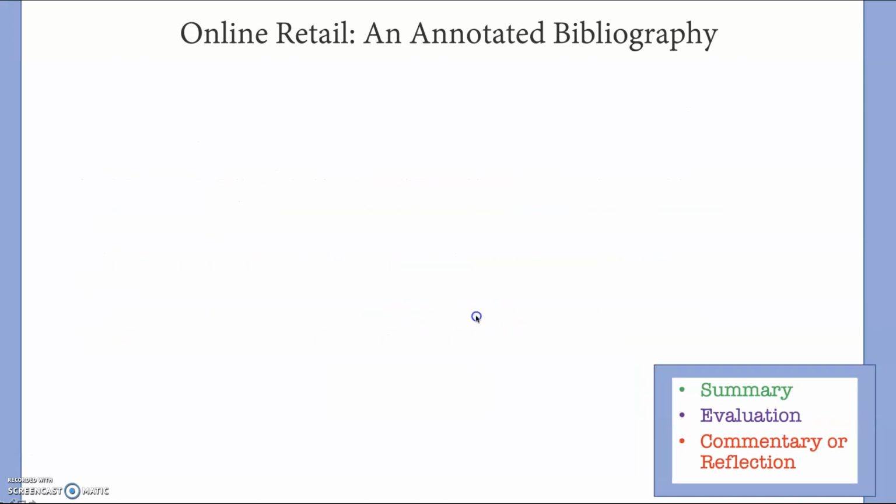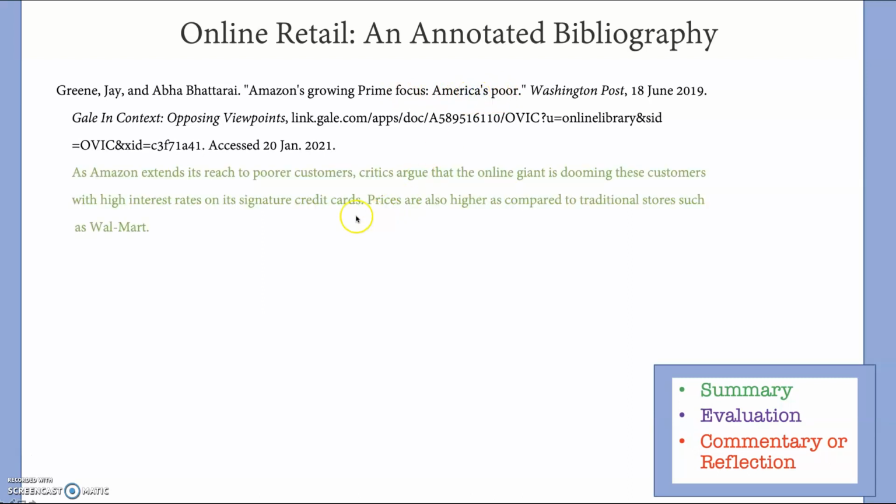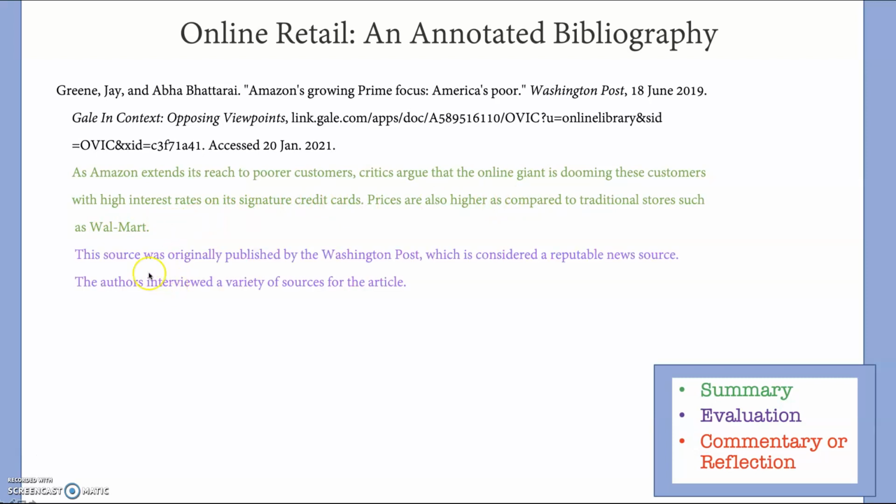That's my whole thing. Another one, the second article I found, is about Amazon's growing Prime focus and that they're using it to target poor people. So I had never thought about this. This is one that's actually arguing. They're arguing that the online giant is dooming the customers with high interest rates. They're making them use their credit cards, and Amazon can sometimes be higher priced compared to Walmart, but because they have such a market share in online. Anyway, that's what it's about.